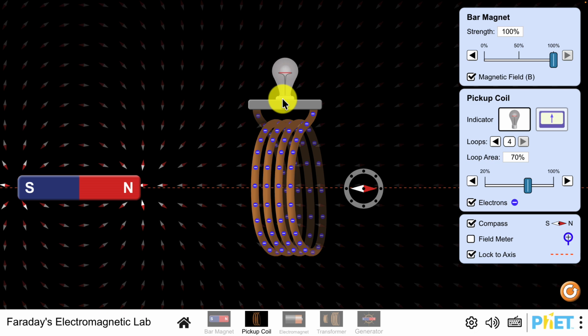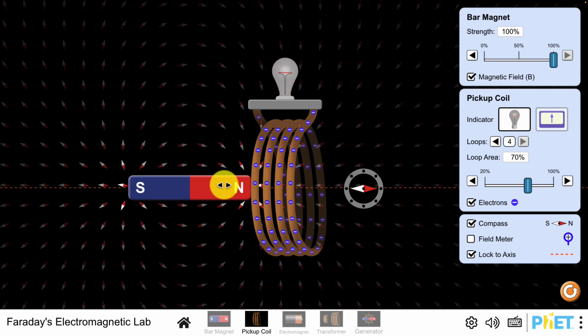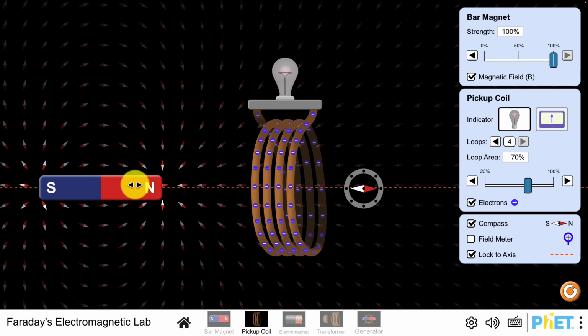So if there's a steady magnetic flux here, you won't generate any EMF or any current. But if I either increase the magnetic flux by moving the bar magnet closer to the coil, or reduce the magnetic flux by moving the bar magnet away from the coil, both cases will generate current flow and also the EMF at the ends of the coil.